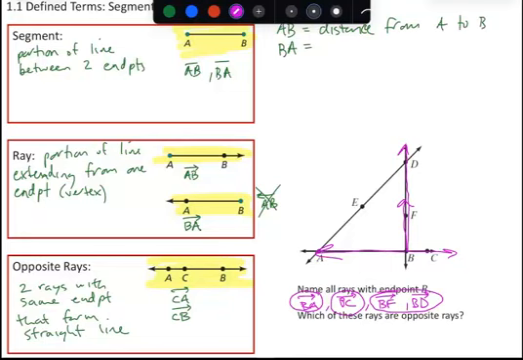So BF and BD are two ways to name that ray, and it's that third ray that you can name in there. Now, which of these are opposite each other? B to A and B to C have the same endpoint and form a straight line. So that would be your set that are opposite rays.